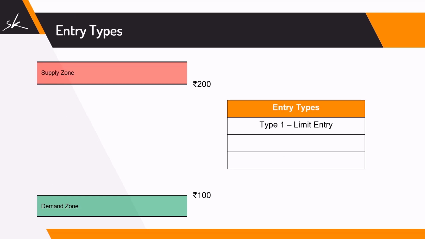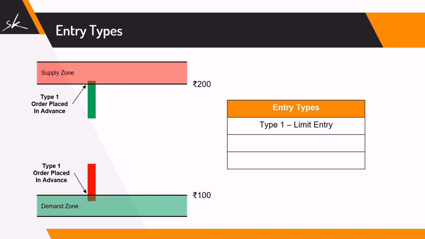Let's take an example of supply zone. The proximal line is at 200, which means I want to go short when prices reach 200. As a type 1 trader, we will place a short order in advance. As soon as the price reaches the proximal line, the order will get executed. Similarly, in case of demand zone, the proximal line is at 100, which means I want to go long when the prices reach 100. As a type 1 trader, we will place a long order in advance. As soon as the prices reach the proximal line, this order will get executed.